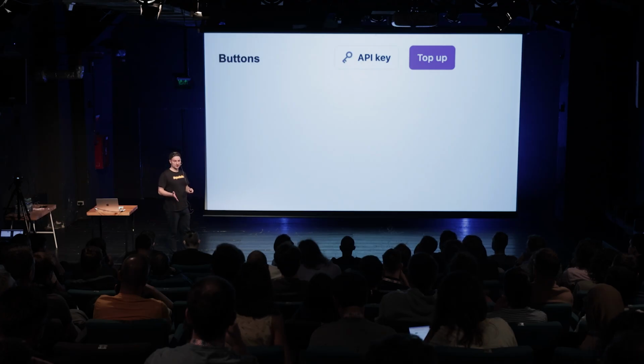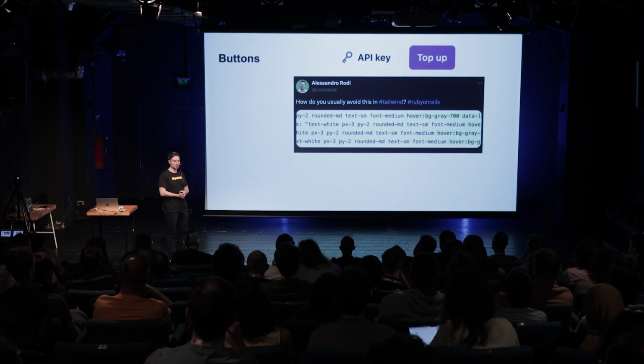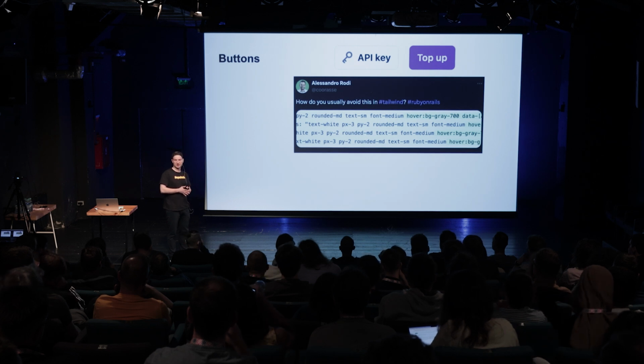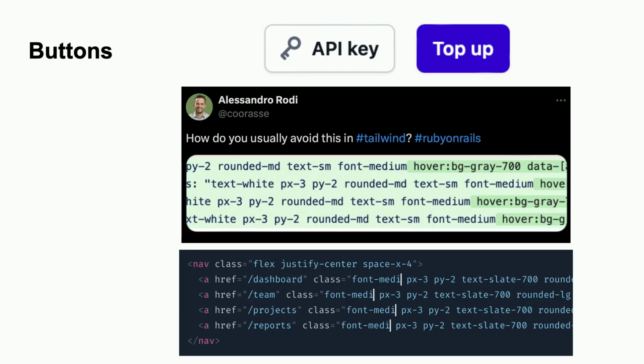So going further with buttons. Now there's been quite a lot of discussions with the buttons. Actually, recently Alessandro Rodi posted an interesting question on Twitter. What is the best way to do reusable buttons with Tailwind CSS? And there were a lot of responses. So the default Tailwind documentation says that you should copy-paste the CSS from one place to another, and then you can use the browser, the IDE tools to edit everything in the same place.